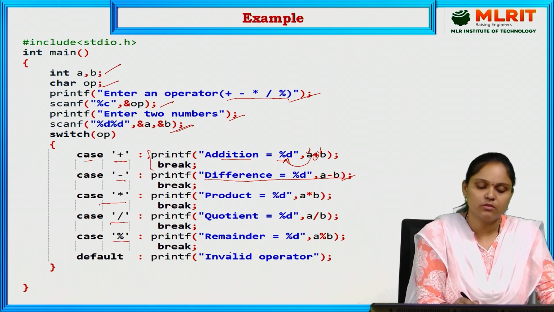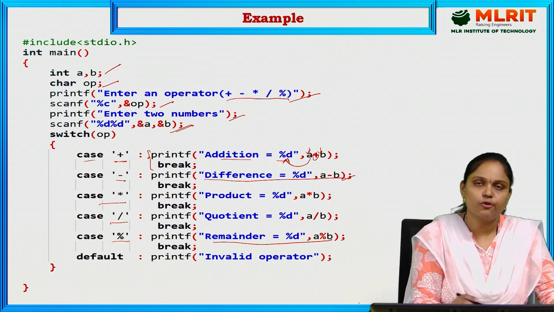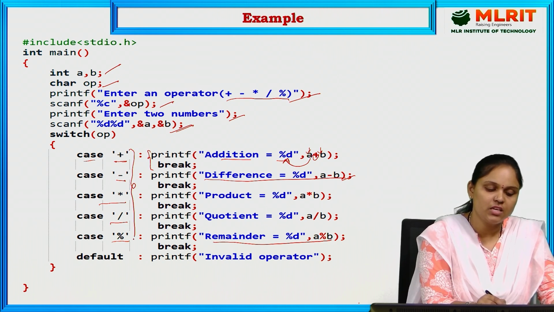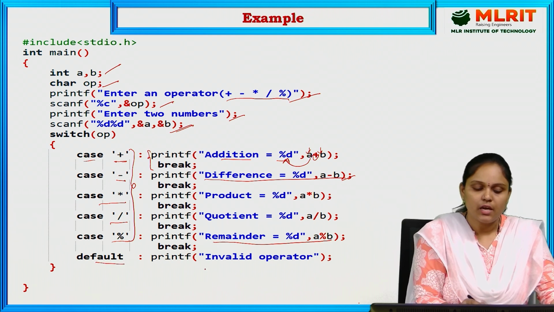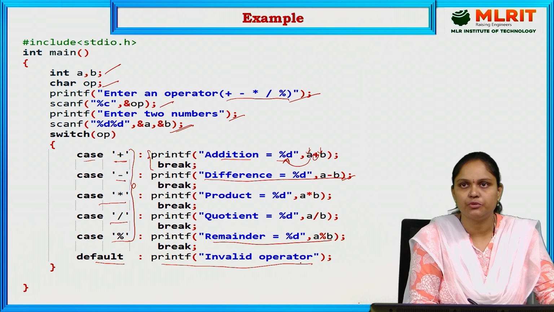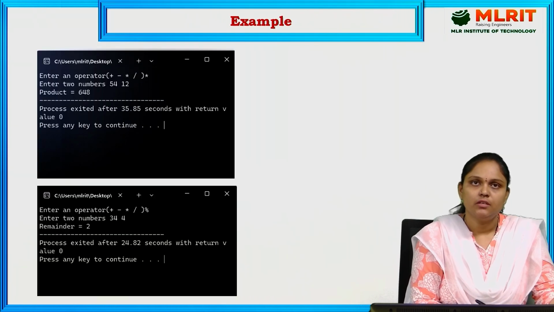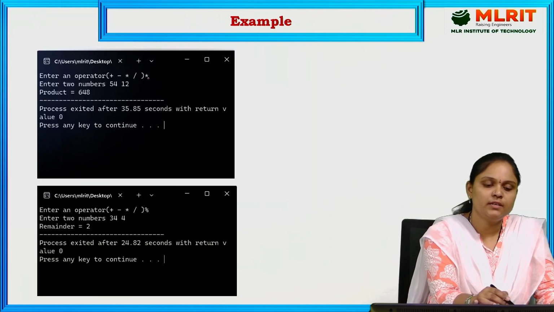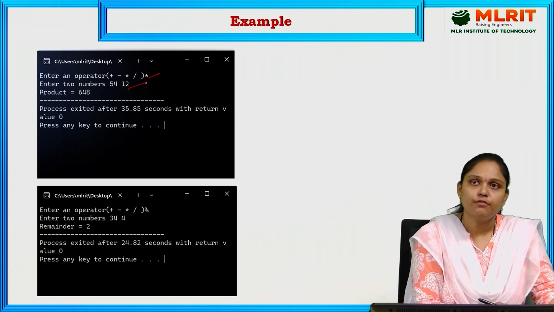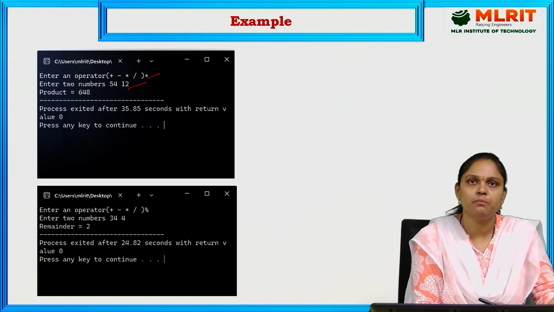Here we are finding the remainder. If the user has entered something other than these operators, then it will directly come to the default statement, and whatever statements we have in the default will get executed. So this is an example. It is asking to enter an operator, and we are entering a star. Next it is asking to enter 2 numbers. We are giving the numbers as 54 and 12. The star indicates we want to perform the multiplication operation.